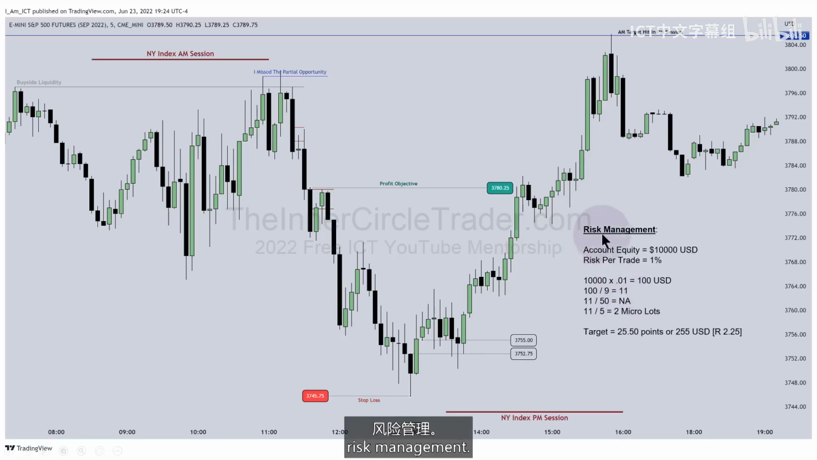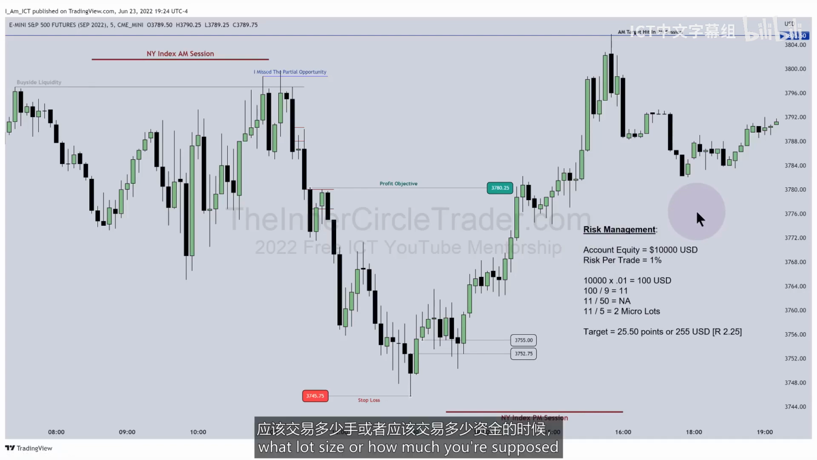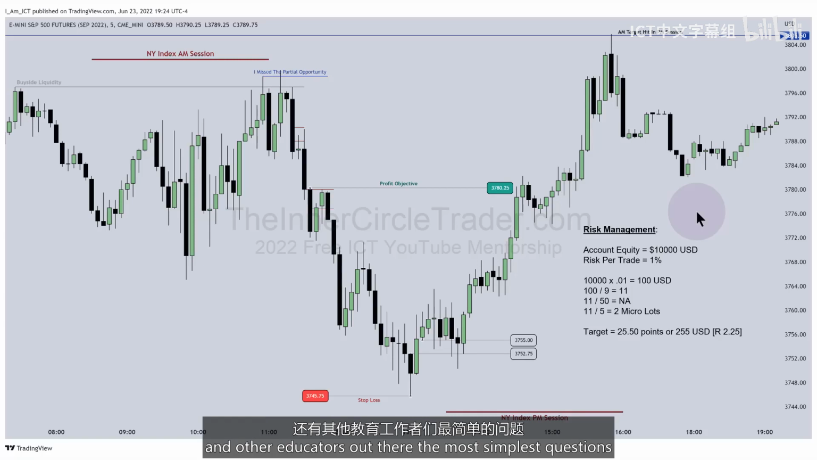All right, so risk management. Anytime you're trying to consider what lot size or how much you're supposed to be trading, there are free tools if you Google them. It's amazing how many folks ask me and other educators out there the simplest questions that are answered just by a Google search.